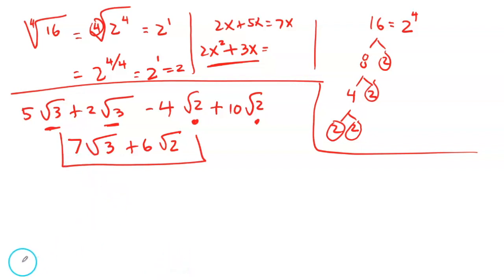Okay, let's do something more interesting. What about if we get something like this? Let's say that I have 3 square root of 8 minus square root of 32. Let's go a little bit crazy.